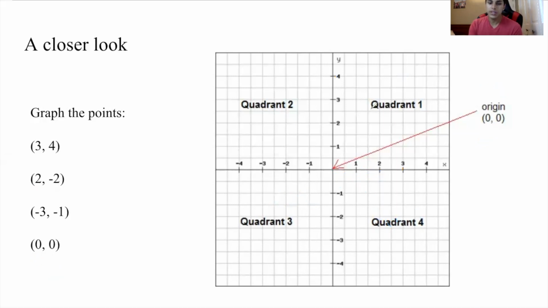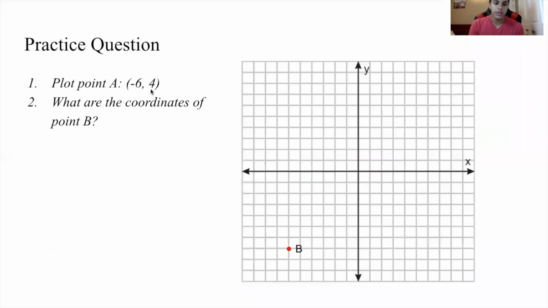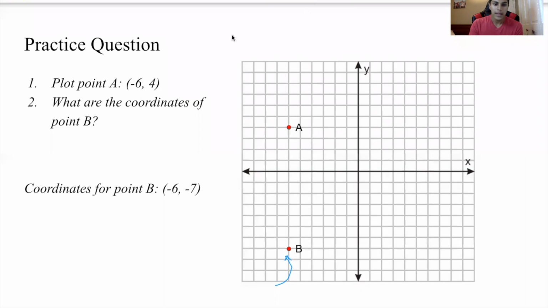All right, so now let's do some review questions. There are 2 review questions, one where you need to plot a point on a coordinate plane, or at least just figure out where it would go given the screen. And the second is find the coordinates of point B, which is labeled right here on the screen. I'll give you a few seconds to pause the video if you'd like to try it before I explain the answer.